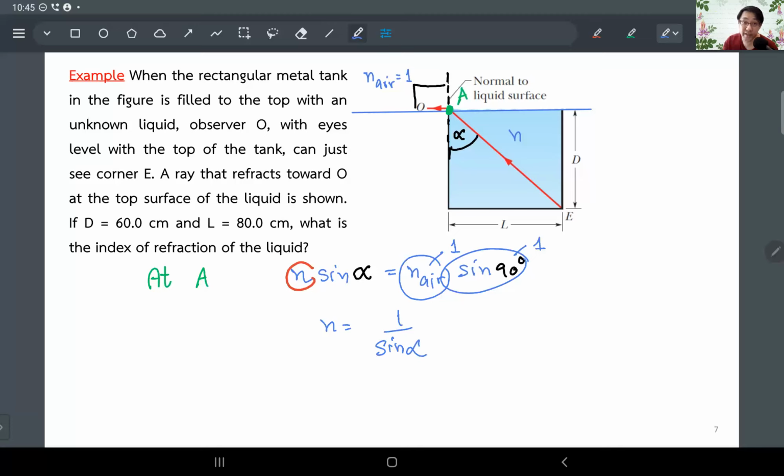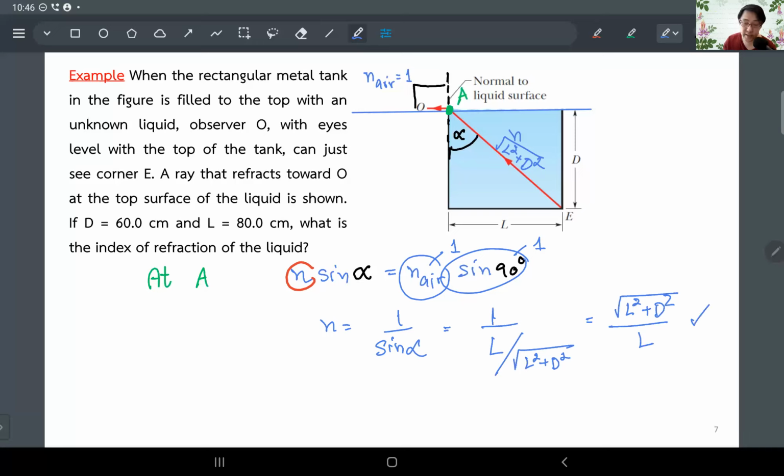The sine alpha is the opposite over hypotenuse there. You know the length, you know the depth. So this hypotenuse is going to be the square root of L squared plus D squared. So sine alpha will be opposite, which is L, over the hypotenuse right there. So let me put it down here. And that's it. n is going to be the square root of L squared plus D squared over L. And you are done.